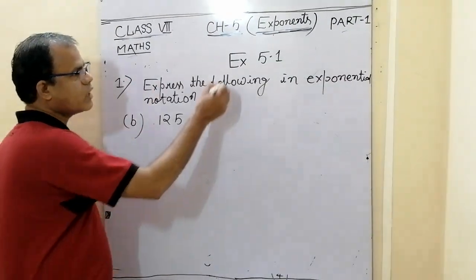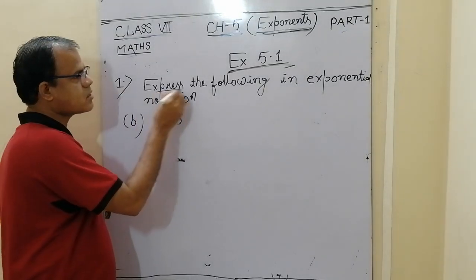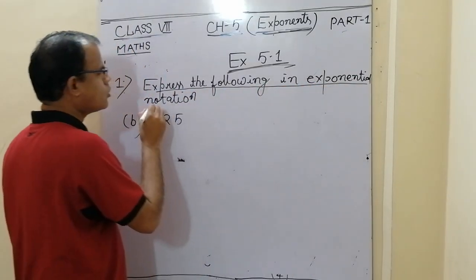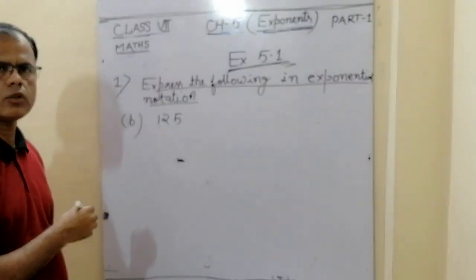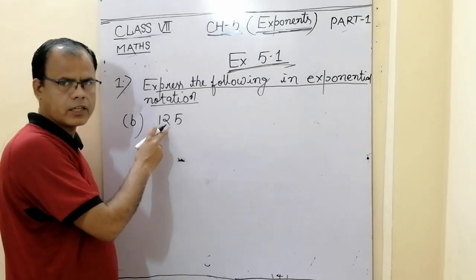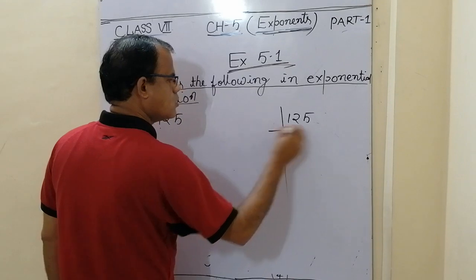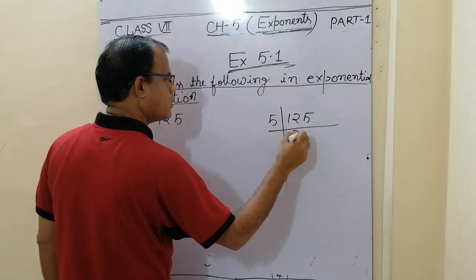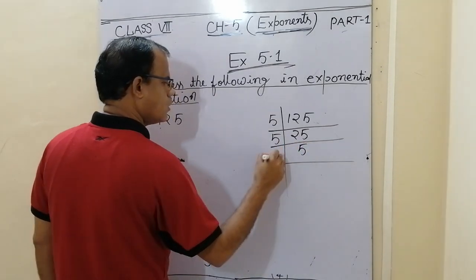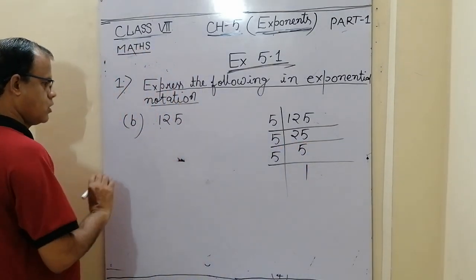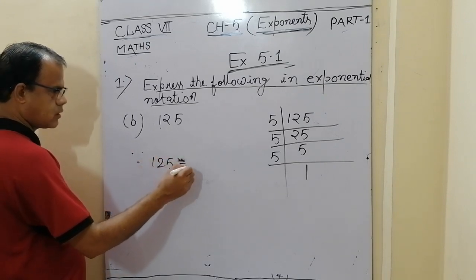So moving to exercise 5.1. Here the first question: express the following in exponential notation. We have to convert this number into exponential notation. So first we have to find its prime factorization. 5 twos are 10, 5 fives are 25, 5 fives are 25, 5 ones are 5. So we can write it like that.